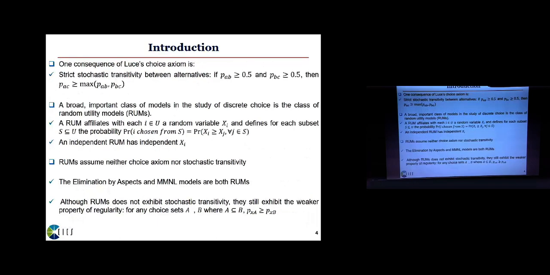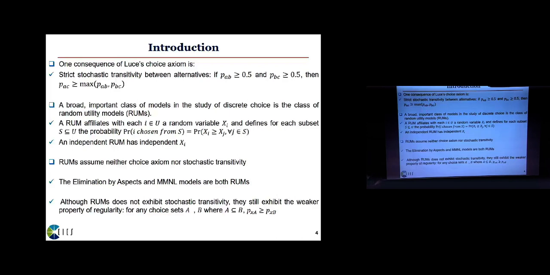I'm talking about the different traditional models and their consequences, and then I want to reach the PCMC and say that PCMC does a better job in comparison to the traditional choice models. One consequence of Luce's axiom model is strict stochastic transitivity between alternatives. Transitivity means, for example, we have three elements, A has a connection with B, and B with C, so we can say that there is a relation between A and C. So if P(A,B) is greater than or equal to 1/2, and also this for B and C, then P(A,C) is greater than or equal to the maximum of P(A,B) and P(B,C).